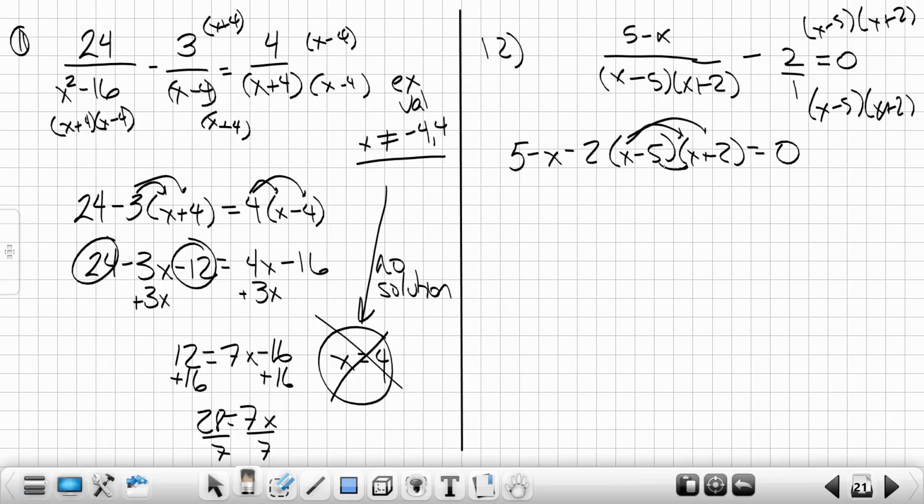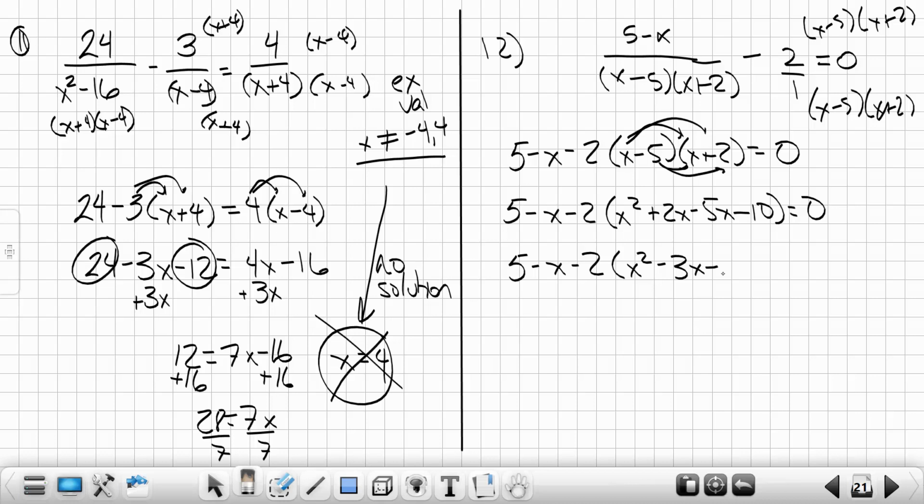Distribute. I'm going to get 5 minus x minus 2 times x squared plus 2x minus 5x minus 10 equals 0. Combine like terms, I'm going to get 5 minus x minus 2 times x squared minus 3x minus 10 equals 0. Distribute my negative 2. Do not have combined the 5 and the minus 2. That would have been bad. 5 minus x minus 2x squared plus 6x plus 20 equals 0.